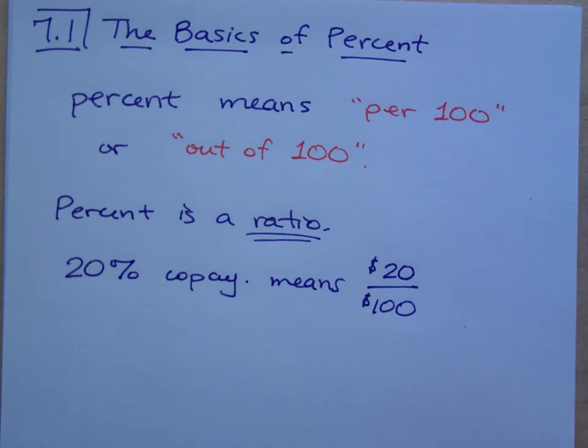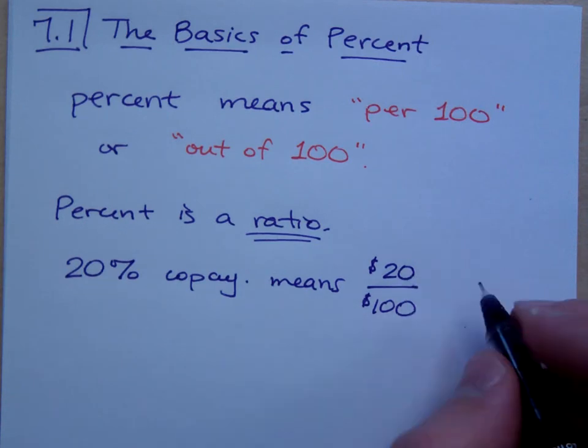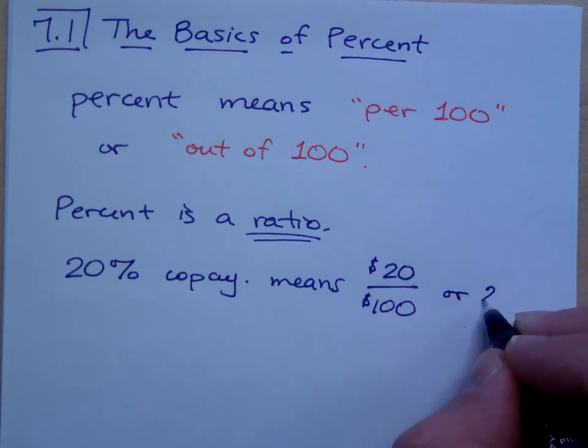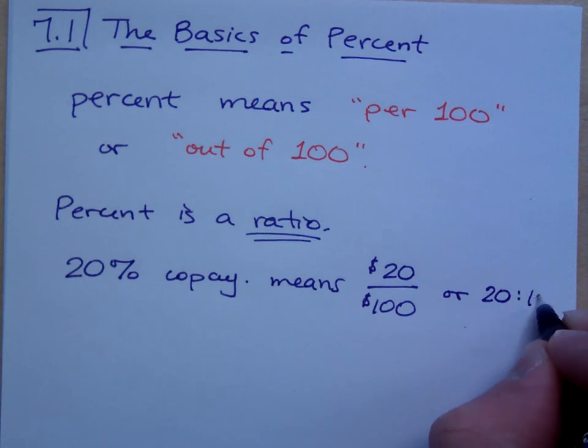So if a procedure costs $200, how much are you going to have to pay out of that? $40, right? And then we can set up a proportion and figure out what that is. And we can just do some basic math and also come up with an idea for what that means. So $20 to $100, or we can look at this as a true ratio, 20 to 100.